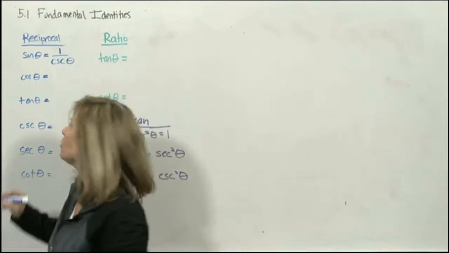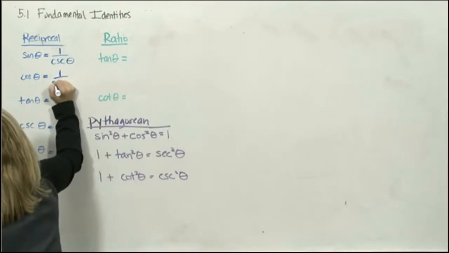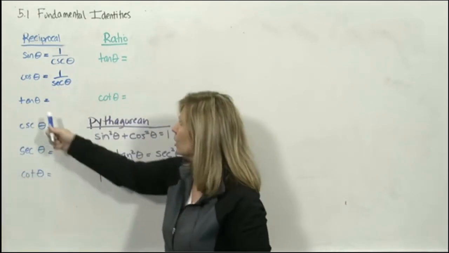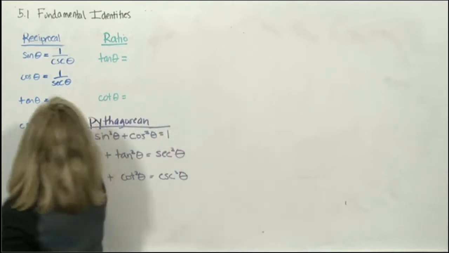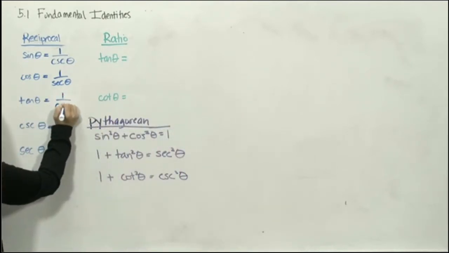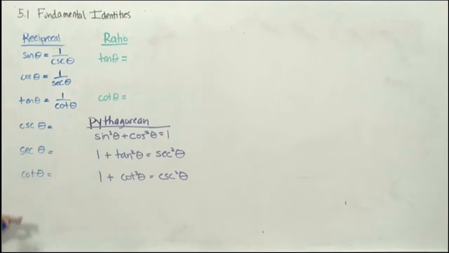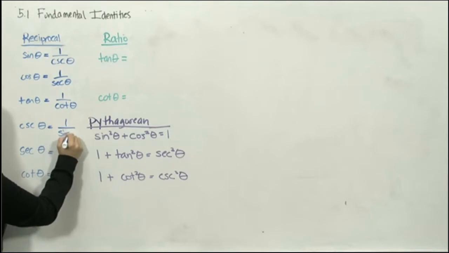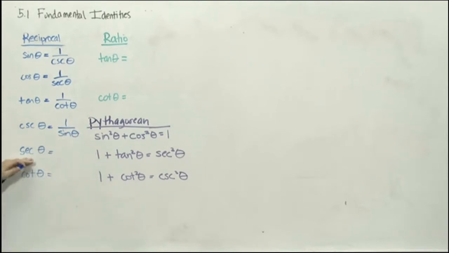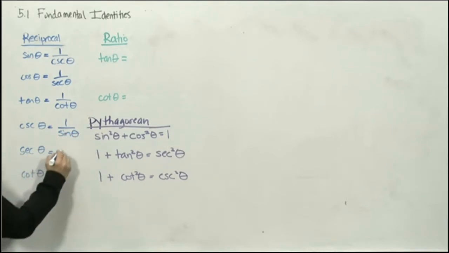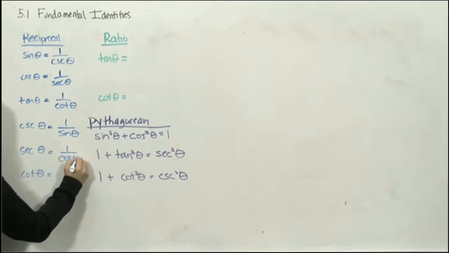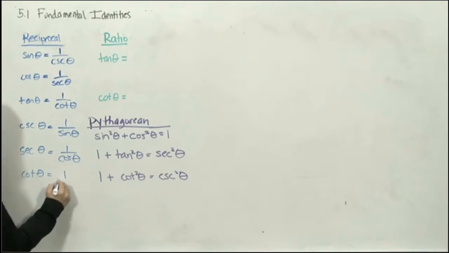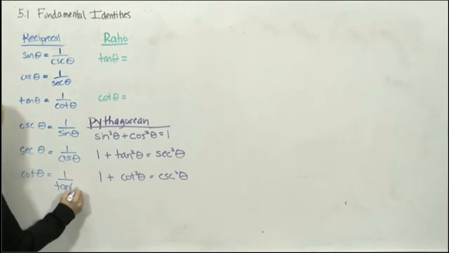Who's the reciprocal of cosine? It's secant. So this is written cosine theta equals 1 over secant theta. Who's the reciprocal of tangent? That's cotangent. So this is written as 1 over cotangent theta. Who's the reciprocal of cosecant? That's sine. So this is 1 over sine theta. Who's the reciprocal of secant? Cosine. 1 over cosine theta. Who's the reciprocal of cotangent? Tangent. 1 over tangent theta.